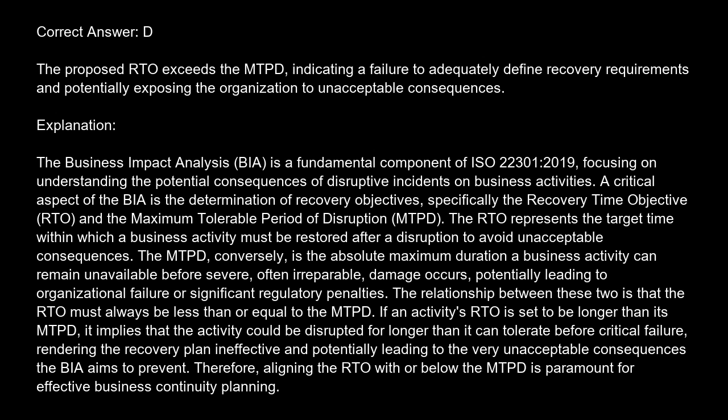If an activity's RTO is set to be longer than its MTPD, it implies that the activity could be disrupted for longer than it can tolerate before critical failure, rendering the recovery plan ineffective and potentially leading to the very unacceptable consequences the BIA aims to prevent. Therefore, aligning the RTO with or below the MTPD is paramount for effective business continuity planning.